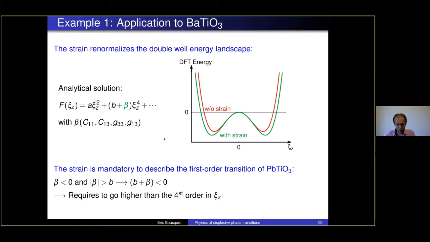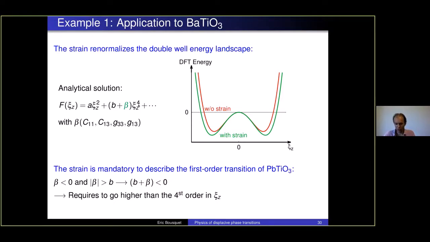And this is actually coming from the coupling with the strain, because in lead titanate, when you do the fit from DFT, you find that the beta coefficient is negative, and it is larger in magnitude than the B coefficient that is positive here. This means that in lead titanate, you end up with a negative coefficient here and a coefficient in front of the Xi4 term that is negative as well.